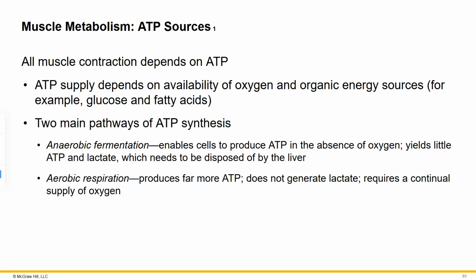Muscle metabolism, so ATP sources. All muscle contraction depends on ATP. ATP supply depends on the availability of oxygen and organic energy sources, for example, glucose and fatty acids. Two main pathways of ATP synthesis would be anaerobic fermentation, that enables the cells to produce ATP in the absence of oxygen. It yields little ATP and lactate, which needs to be disposed of by the liver. And aerobic respiration, which produces far more ATP and does not generate lactate, requires a continual supply of oxygen.